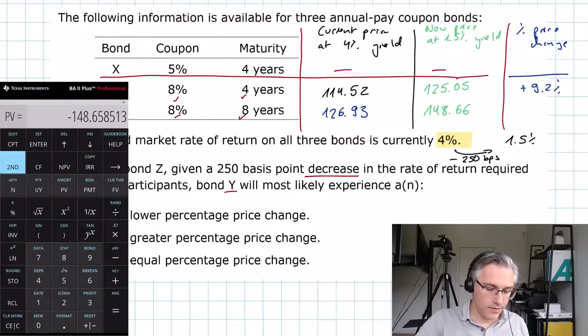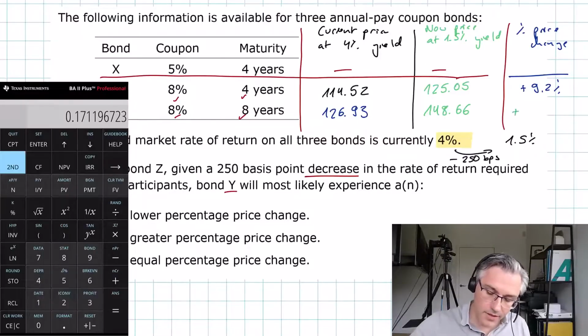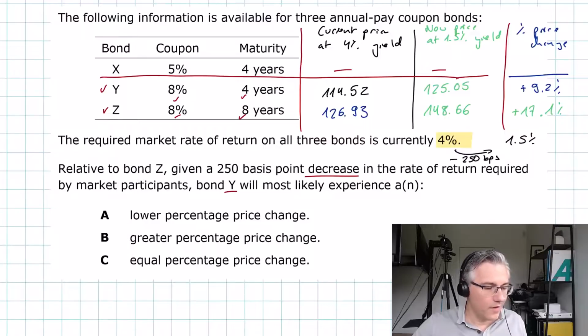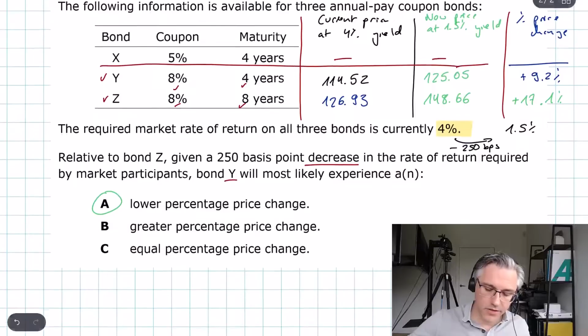It's 148.66. Get rid of the minus, divide this by the starting price, minus 1. Something's wrong here. 148.66, sorry, divide by 126.93. That's better, that's the answer I wanted. That's an increase of 17.1%. So bond Z has shown a much bigger increase than that of bond Y, and so the question was framed in terms of bond Y will most likely experience a lower percentage price change.